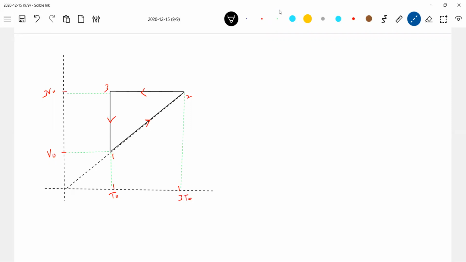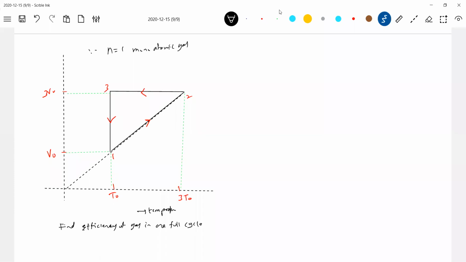Okay, there's 1 mole. Find efficiency. Anything, no? So it can be, later we'll see if they give a curve what to do. Now there's the basic part.